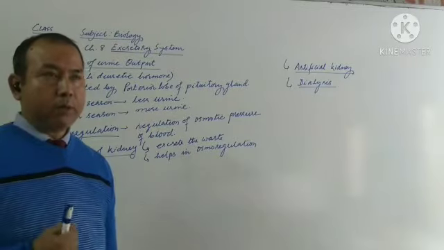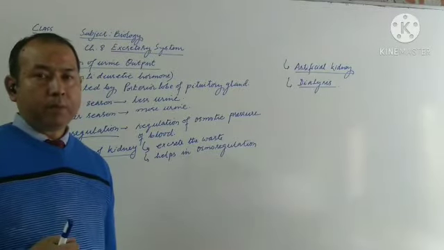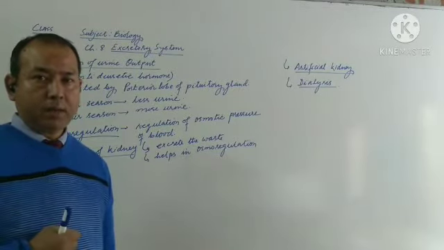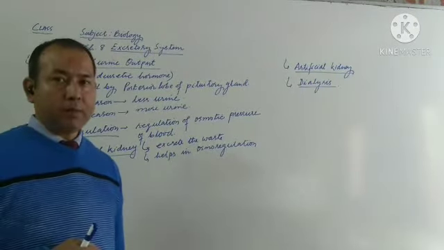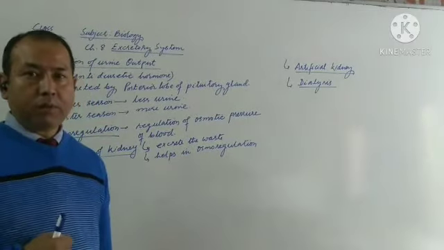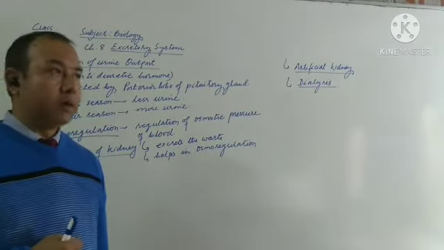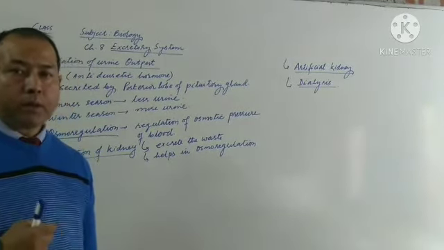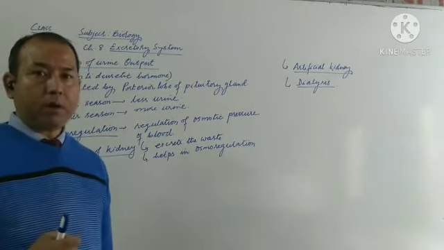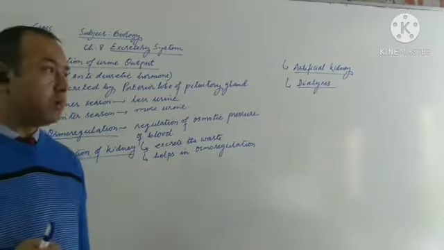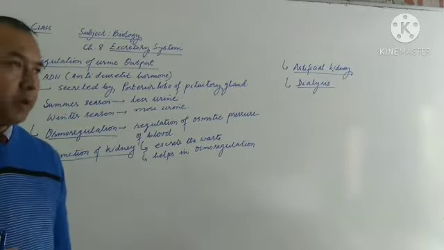You might have observed that during the summer season, the urine is highly concentrated. We excrete very little urine. During winter season, we excrete a large amount of urine, which is highly diluted. Now, how the amount of urine which we excrete is regulated by our body, that we are going to discuss in this topic.